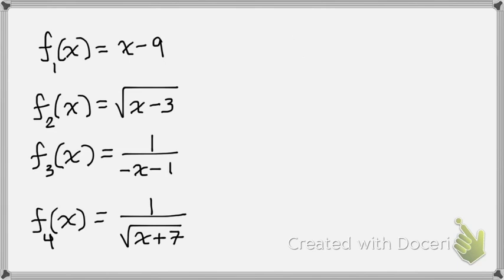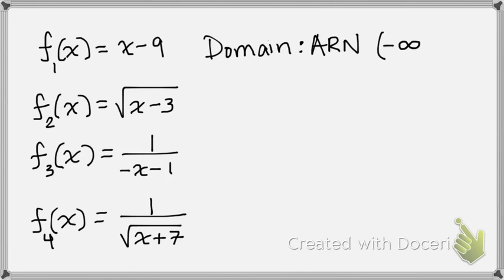So anything else, if there's no denominator and there's no radical, the domain is all real numbers. And the way we're going to represent that with what is called interval notation is that our values of x can go from negative infinity to infinity. That is the domain of any function that does not have a radical or a denominator.